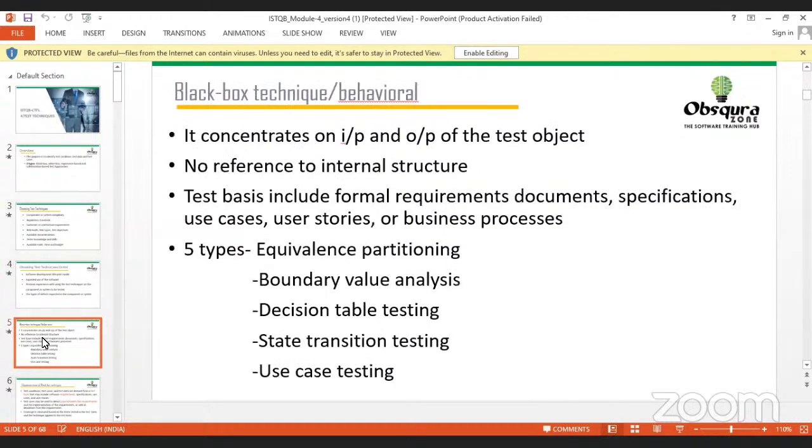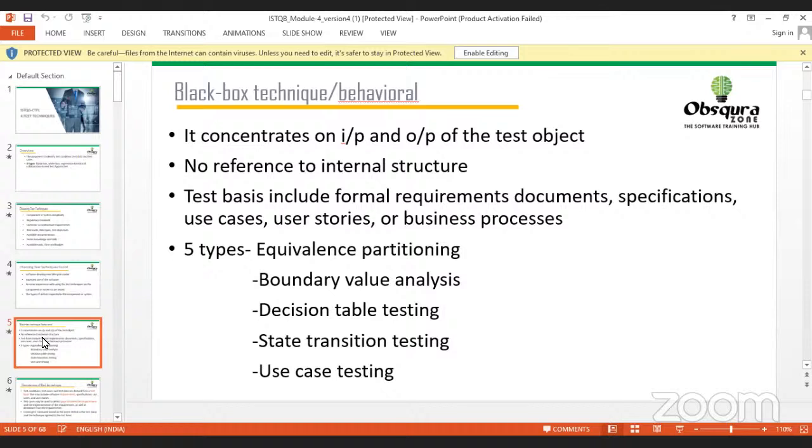Now, coming to the main portion, that is the black box technique or the behavioral technique. This is the first type of test technique. Black box itself means it is opaque. We can't see the inside of it. So it concentrates only on the input and the output of the test object. It doesn't refer to any of the internal structure.